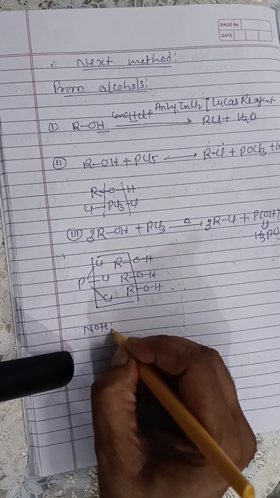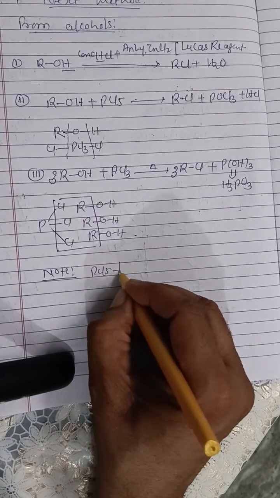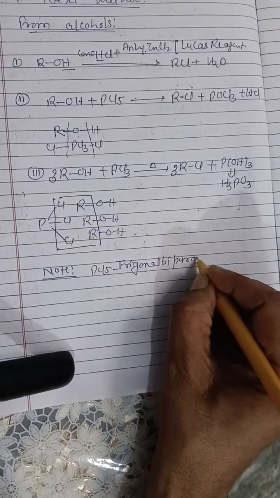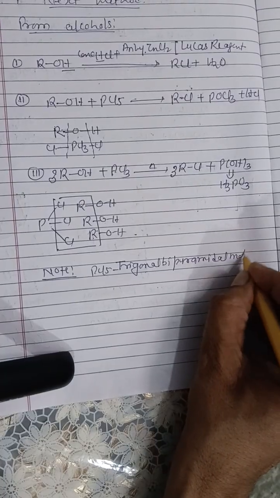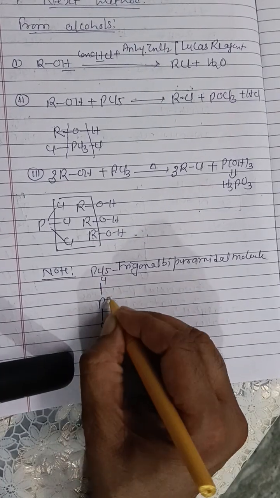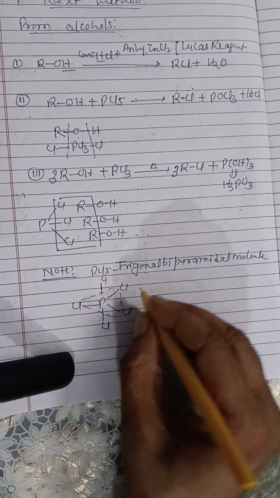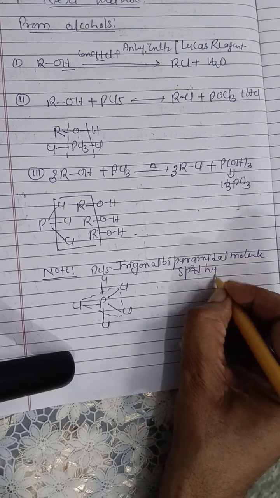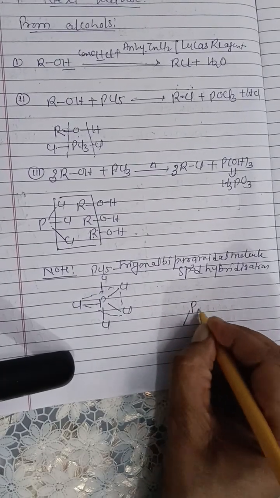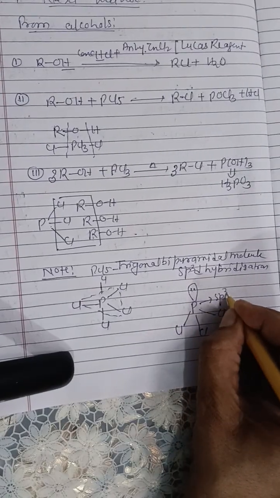Very important note to remember here that PCl5 is a trigonal bipyramidal molecule, that is, this is a trigonal bipyramidal molecule with sp3d hybridization, while your PCl3 has a pyramidal structure with sp3 hybridization.